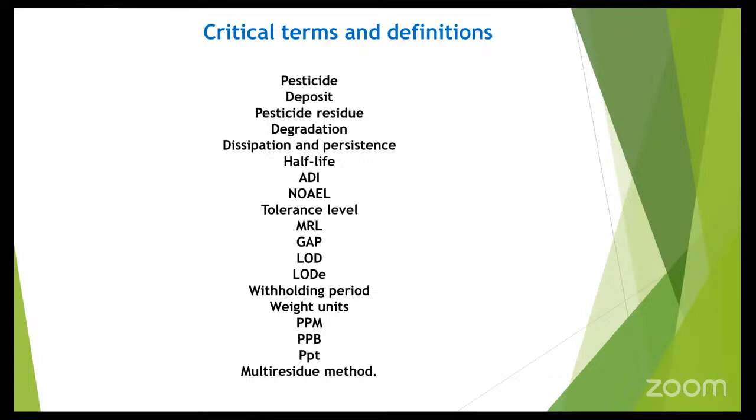Dissipation and persistence. In nature, disappearance of residues takes place in two steps. The first step is the initial phase in which the disappearance of the residue is fast. This phase is called dissipation. The second phase, in which there is a slow decrease in the amount of residue, is known as persistence. Dissipation means the residue will disappear faster. Persistence means the residue is still present and it is slowly disappearing.